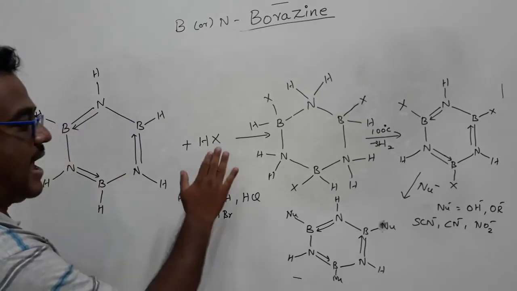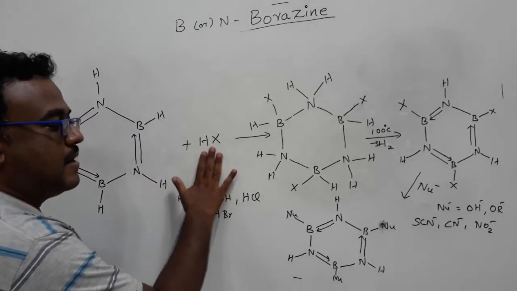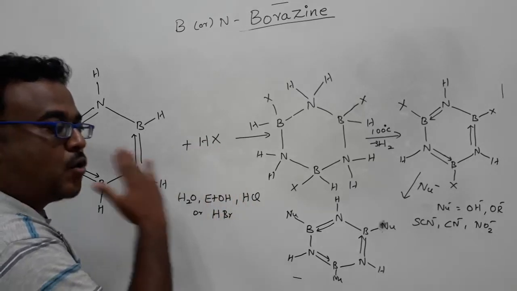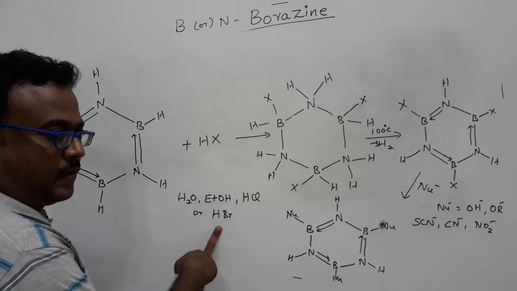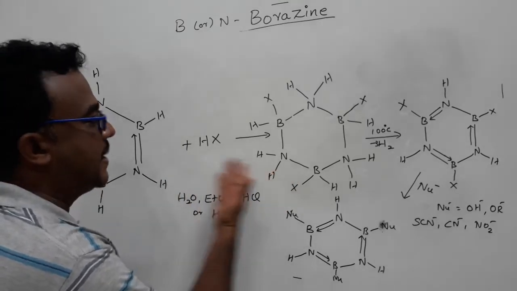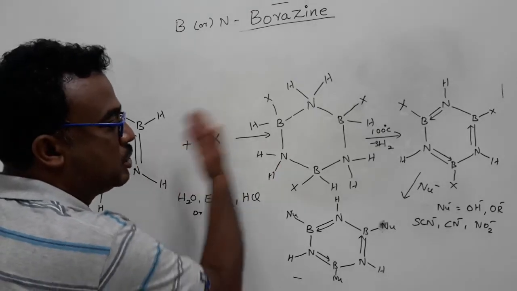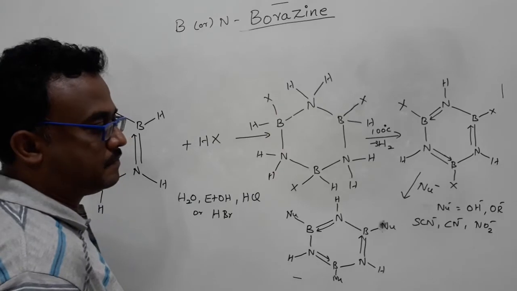For example, this kind of reaction will never occur with benzene. Benzene will be completely inactive. It will be non-reactive with water or ethanol or HCl or HBr. But here, a simple addition reaction happens with borazine to give a boron halide substituted derivative.